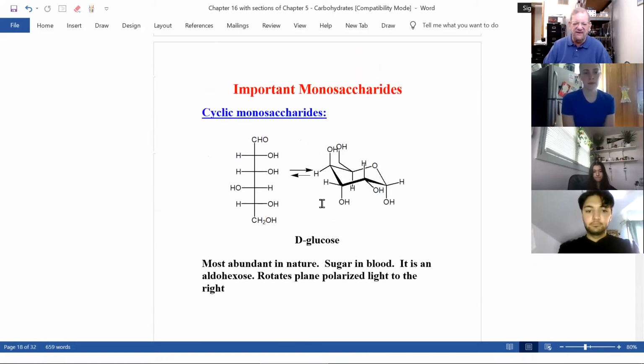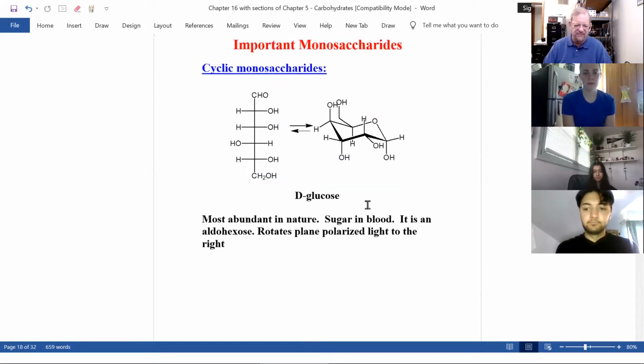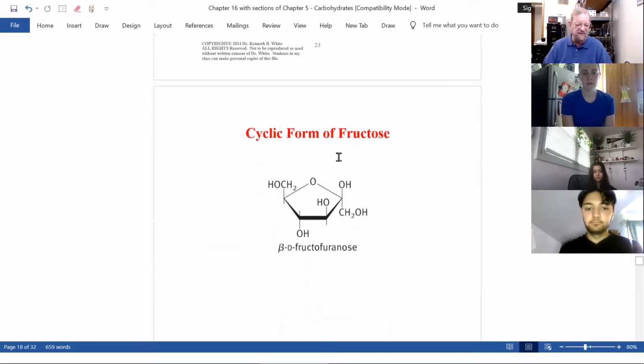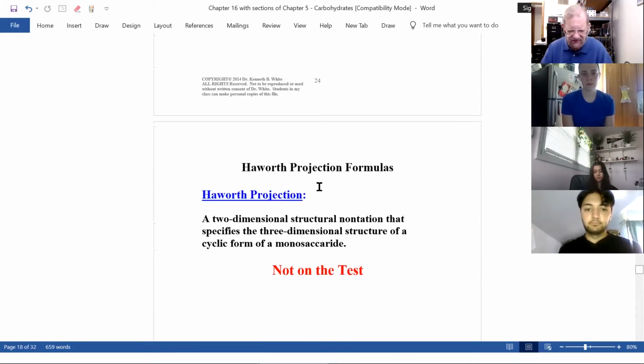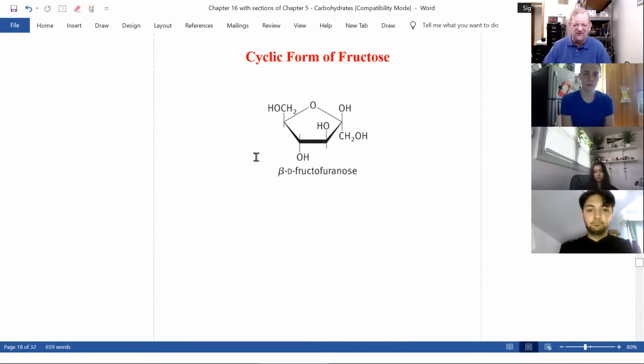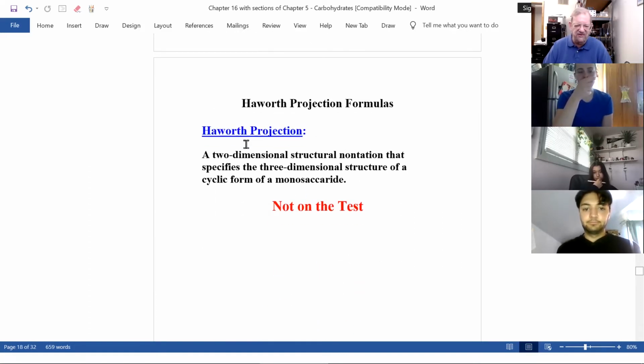Now, just like here, D-glucose can form a cyclic form, and I'll get to that. D-fructose can form a cyclic form here. Now, these cyclic forms that I'm showing you are called Haworth projections. And the first time I tried teaching organic at ECC, I tried teaching students what this means. This is a three-dimensional molecule where you show two dimensions, show it on paper this way. And students had the worst problems. I realized it wasn't worth the effort to spend time on something nobody could master. I even have a little difficulty. So I just wanted to mention it's called a Haworth projection. It's a two-dimensional structure notation that specifies three-dimensional structures of a cyclic form of a monosaccharide. Good news, it won't be on the test and won't ever be on a final.